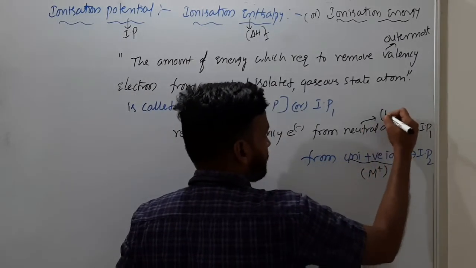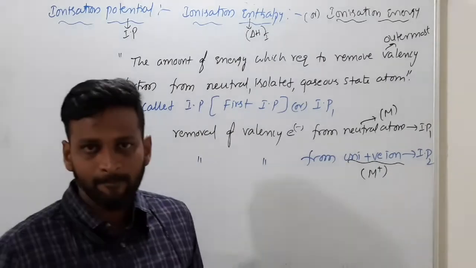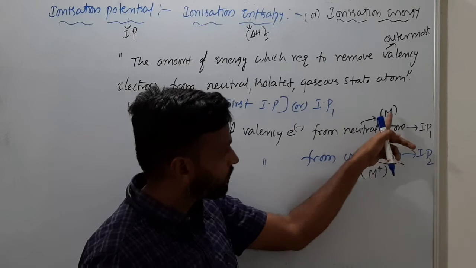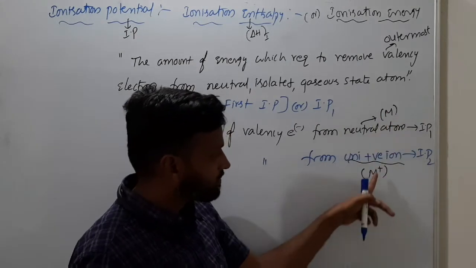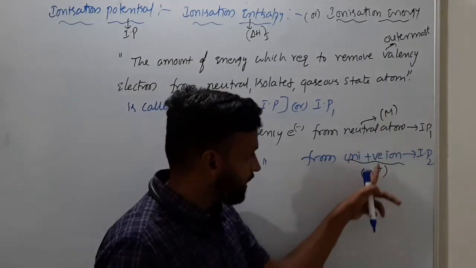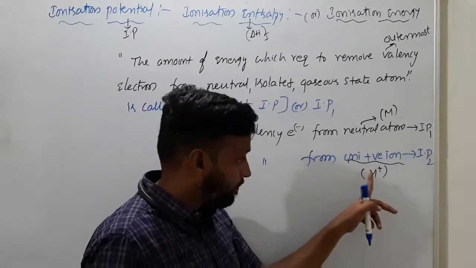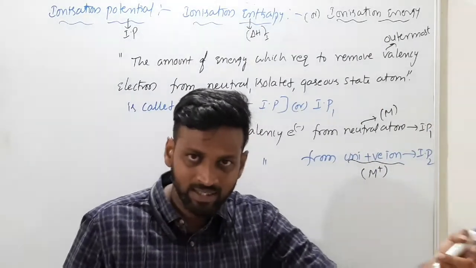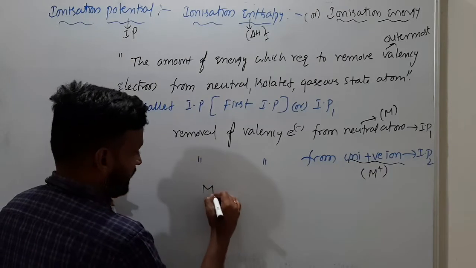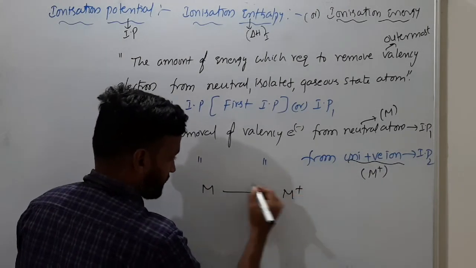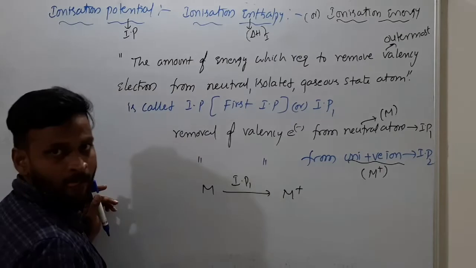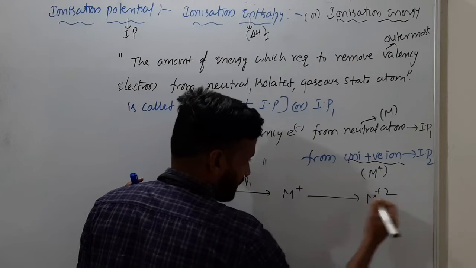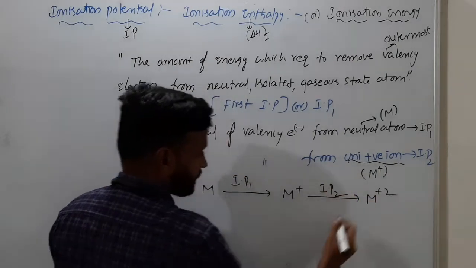If you are removing an electron from a neutral atom M, uni means after removal of one electron, M becomes M plus. So M becoming M plus is IP1. M plus becoming M plus 2 is IP2. Understand? M becoming M plus is IP1, and this M plus further converted to M plus 2 is IP2.